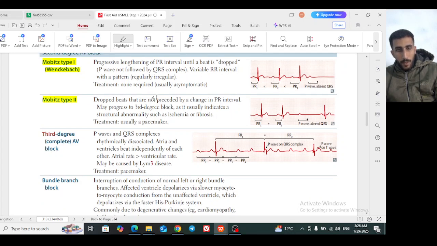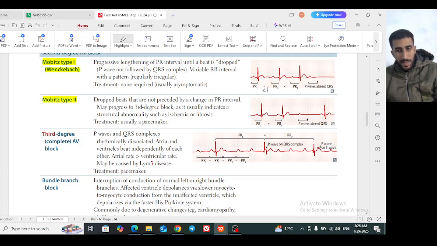And so, regularly irregular. What this means is that it increases 1, 2, 3, and then we drop the beat, and this keeps going on. So it has a pattern. This is the meaning of regularly irregular.